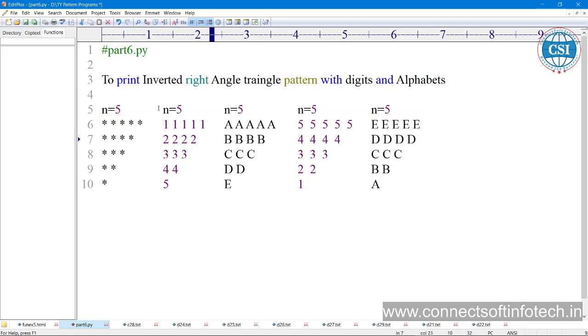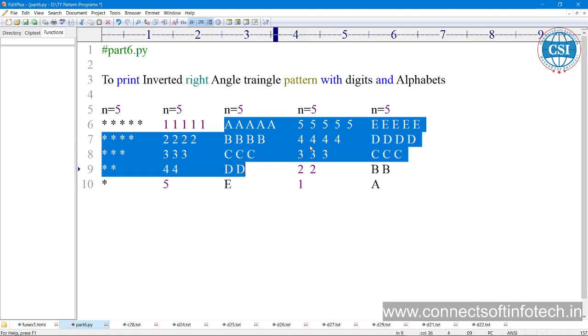If you enter the number of rows, that is 5, in the first row I want 1 printed 5 times, in the second row 2 printed 4 times, in the third row 3 printed 3 times, in the fourth row 4 printed 2 times, and in the fifth row, just 5 only. With alphabets also, if you enter 5, then 5 a's, then 4 b's, 3 c's, 2 d's and only 1 e.